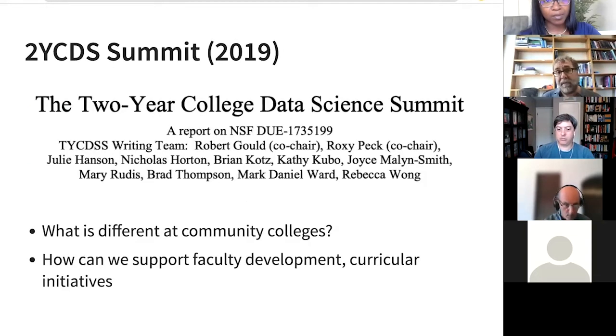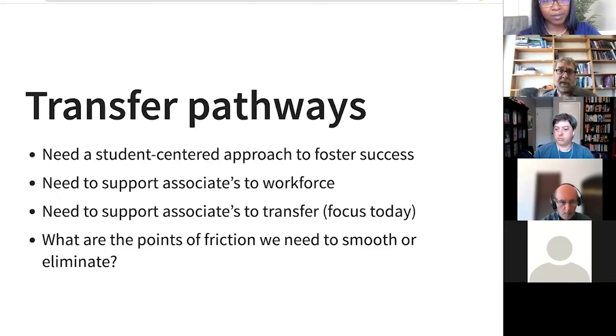And the 2-year College Data Science Summit was funded by the National Science Foundation. It brought together a group of people to try to identify what was different at community colleges, how we can support faculty development and curriculum initiatives, and also built on some of the results and findings from the Keeping Data Science Broad. So those are great background. If you haven't read them, I think they're really useful.